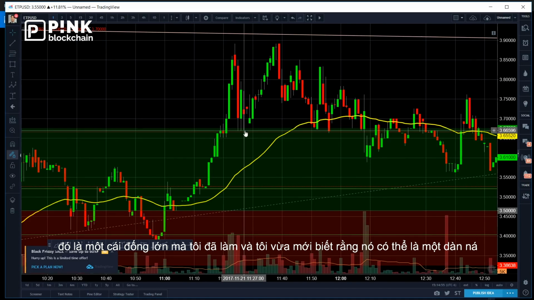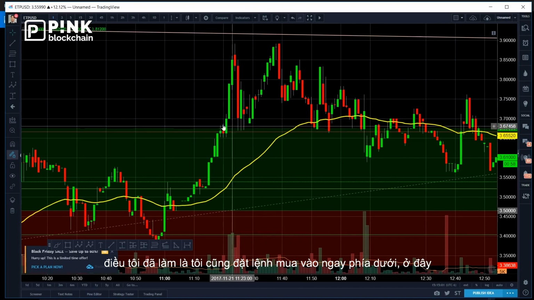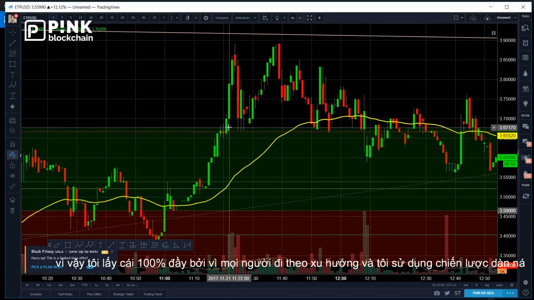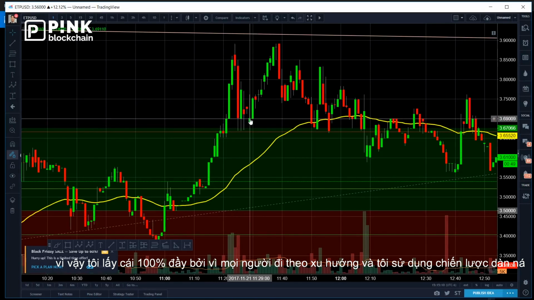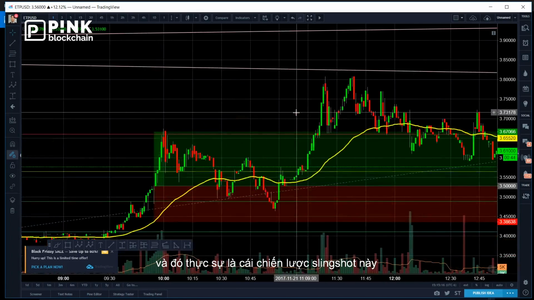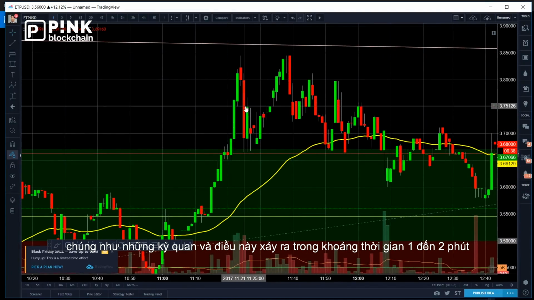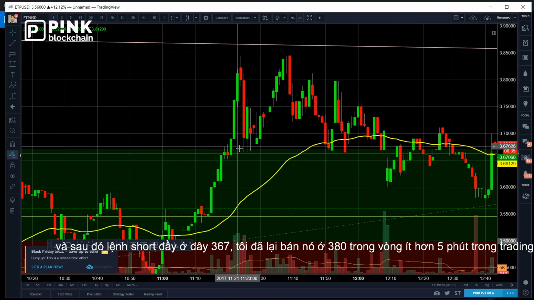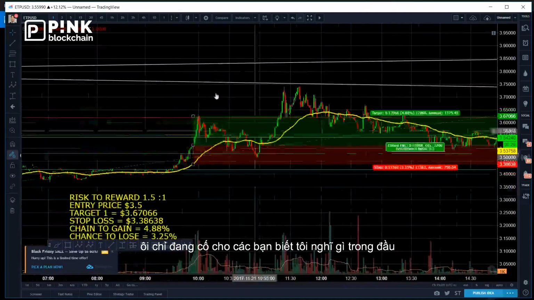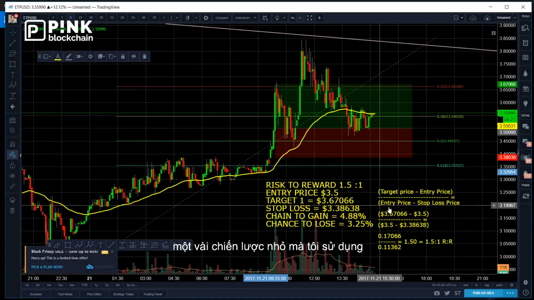And I instantly knew that there would be a slingshot. So as I closed my short orders, I also put in buy orders right on the bottom right there, guys. I put in a buy order right there at the bottom as I was tanking it, which absolutely 100% filled because people followed the lead, and I use a slingshot strategy. The slingshot strategy basically assumes it's going to bounce right back up, and it worked like wonders. This happened in the span of 1 or 2 minutes, right? And then I got my orders filled here at 367. I sold it again at 380 in less than 5 minutes of trading time. So I'm just trying to let you guys get inside of my head as well, right? Just some of the small strategies that I use.